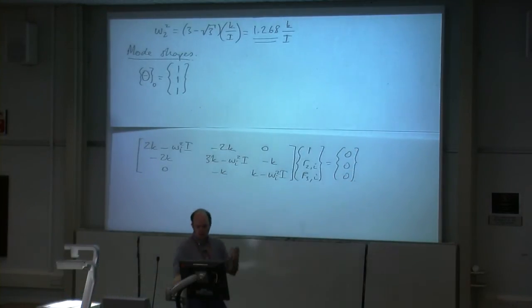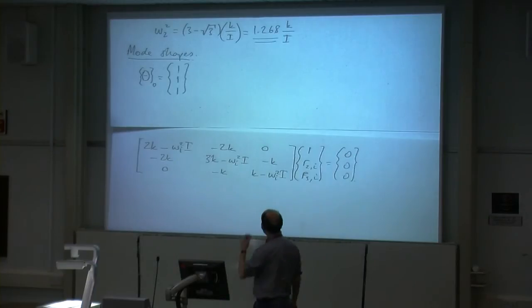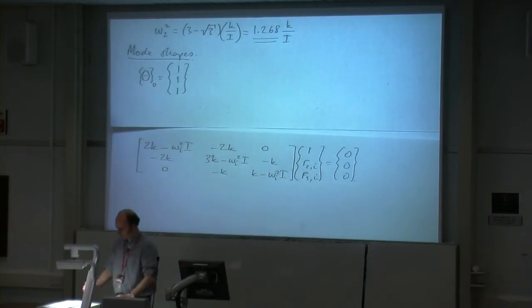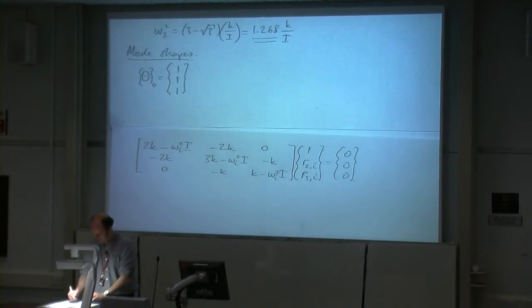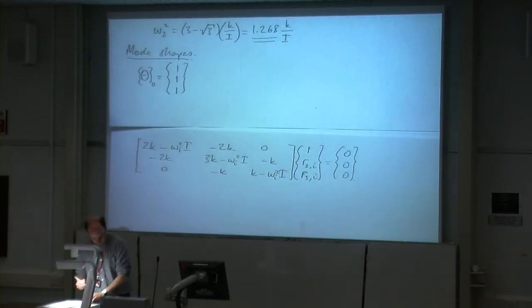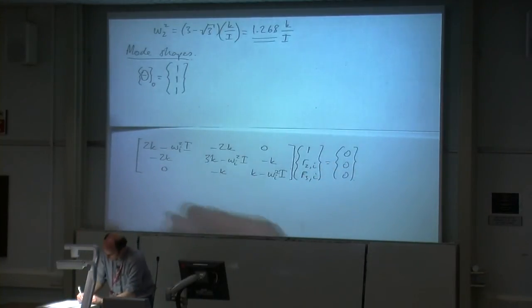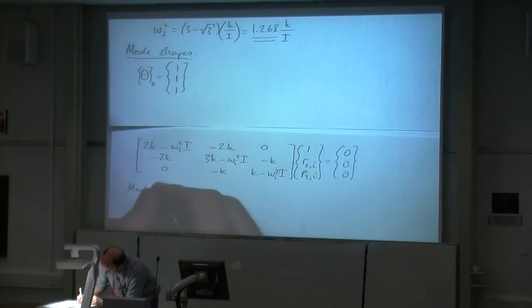Okay, so that's the general form in terms of the ith mode. What you do is you take each of your natural frequencies and plug it into your mechanical impedance matrix, solving for R2 and R3. This is R3i.